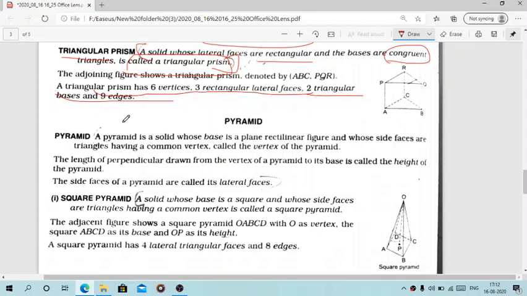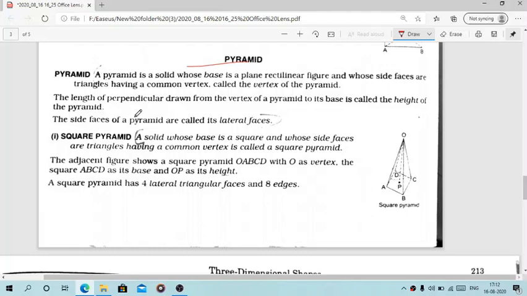A pyramid is a solid whose base is a plane rectilinear figure and whose side faces are triangular, having a common vertex called the vertex of the pyramid. Now, square pyramid. A solid whose base is a square and whose side faces are triangles having a common vertex is called a square pyramid.